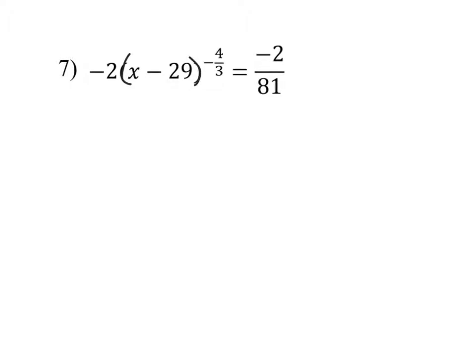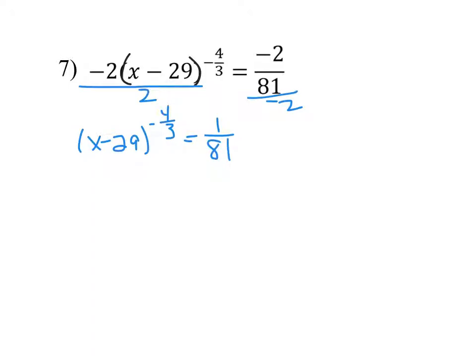So this is being raised. Anything in the parentheses is being raised. So this negative 2 is not. So I have to divide by the negative 2. Okay, once I divide by negative 2, remember it's keep, change, flip, so it should be positive 1 over 81, or you could just do it in your calculator and all is well.